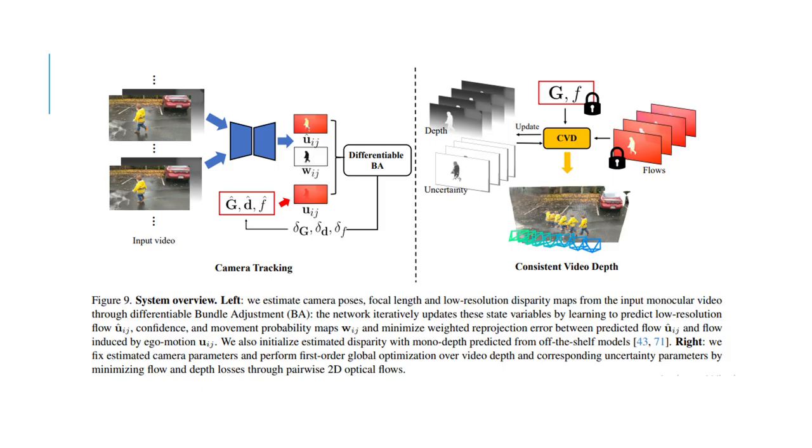Here on the right is the consistent video depth module. We fix the estimated camera parameters and perform first order global optimization over video depth and corresponding uncertainty parameters by minimizing flow and depth flow through pairwise 2D optical flows. Here depth and uncertainty are passed to CVD as flow, to get the update in both depth and uncertainty at every step. I mean, we input the pose and focal length, and we get a consistent video depth for that.